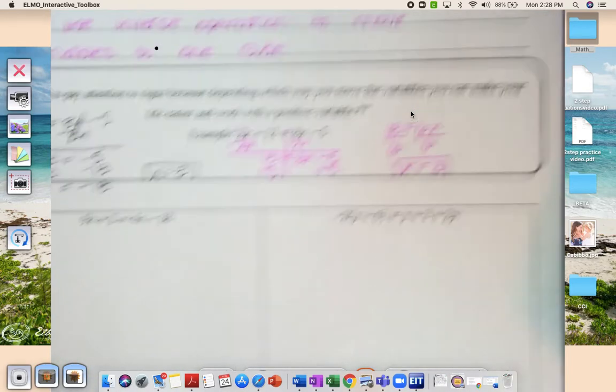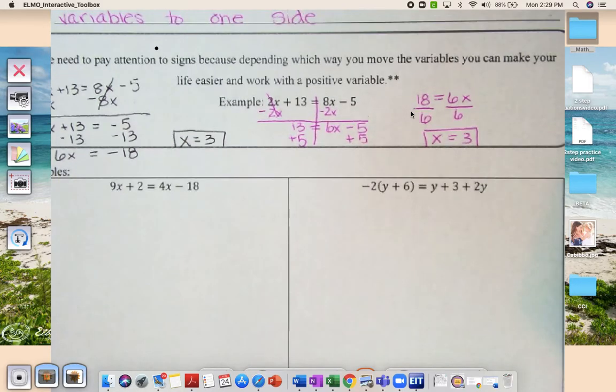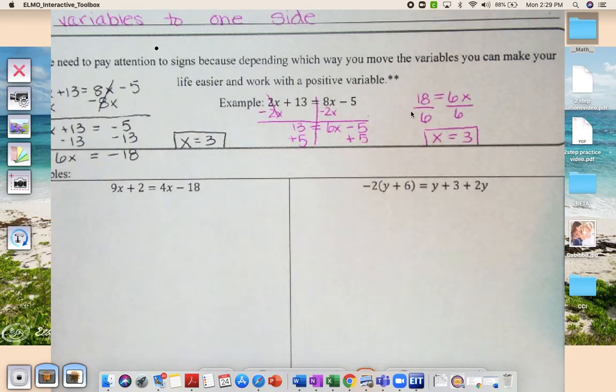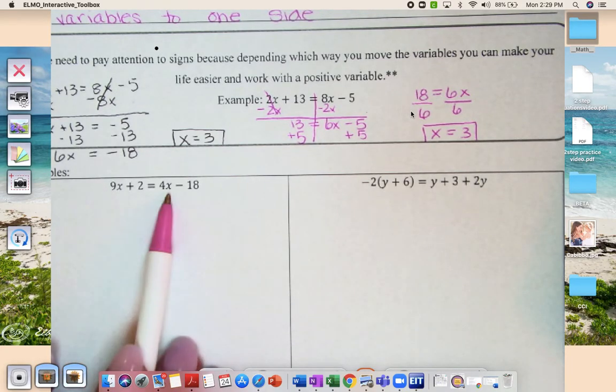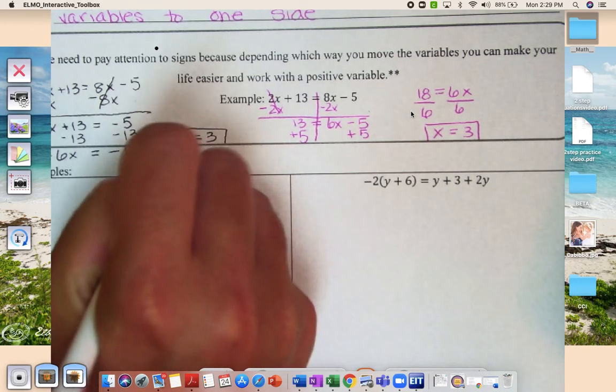So we have two examples that we're going to do together. Again, I do recommend pausing and trying them on your own. All right, so now we're going to go over them. With this, again, we want to shift our variables to one side in this problem. So if I shift the 9, the bigger number, over to the other side, it's definitely going to give me a negative. So I'm going to move the 4x.